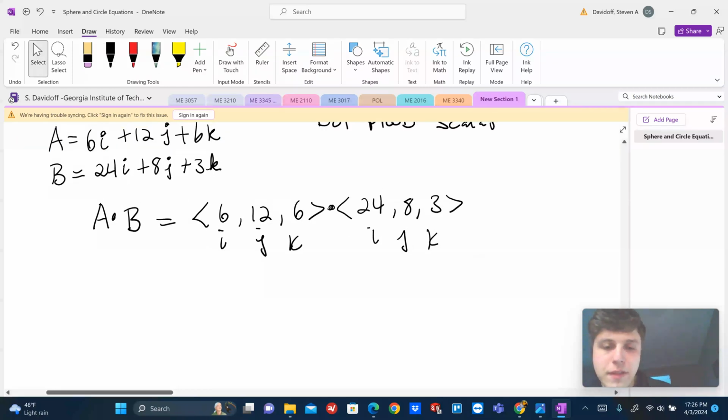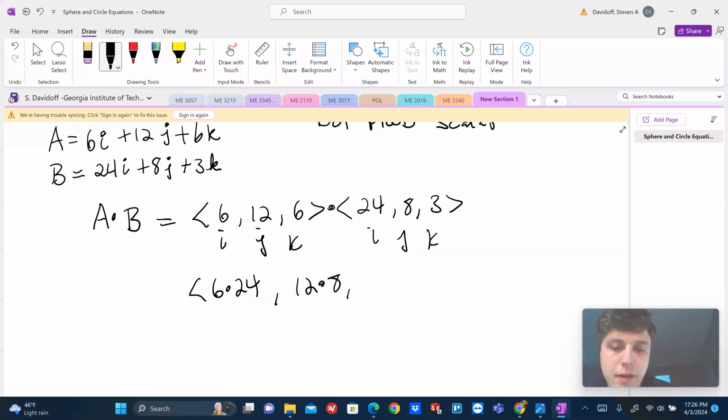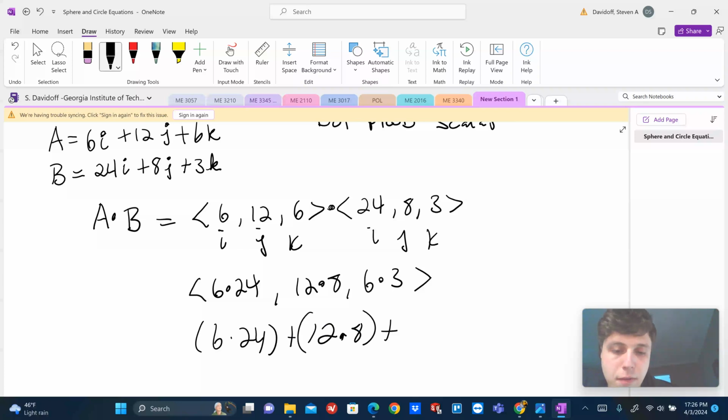So 6 times 24 is my new i position. 12 times 8 is my next j position. And then 6 times 3 is my k position. Then for the dot product, I'm going to add these values together. So now I'm going to take 6 times 24 plus 12 times 8 plus 6 times 3, which is 18.